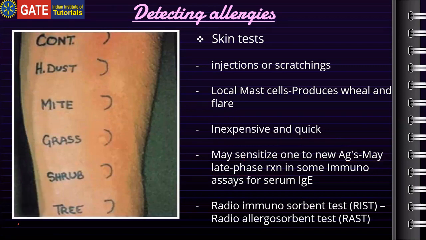Now what are we doing? In order to detect the allergies, follow me without confusion, we are using two powerful tests. One we call RIST and one we call RAST. You can get the question directly in a part B question or a 2-mark question. Which of the following tests are the confirmatory tests for the allergens, RIST and RAST? Listen to my statement correctly.